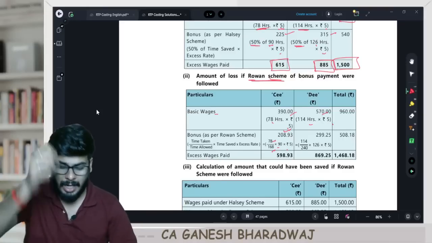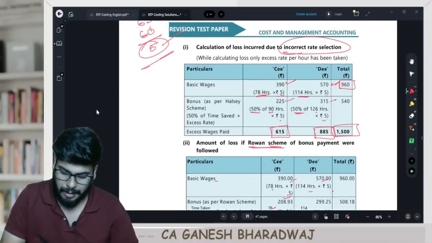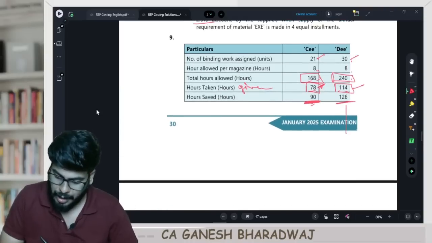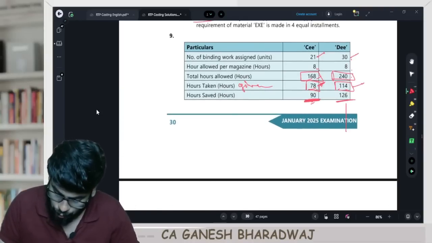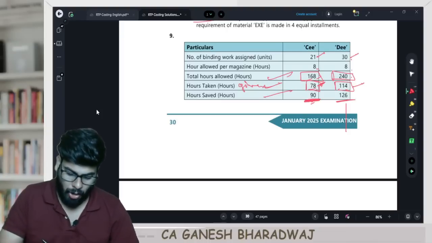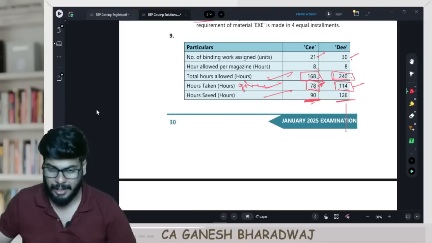All these figures we just worked out here, right? These figures are all available here. So time taken by time allowed into time saved into time rate. All these things are available here. We just need to plug and play.